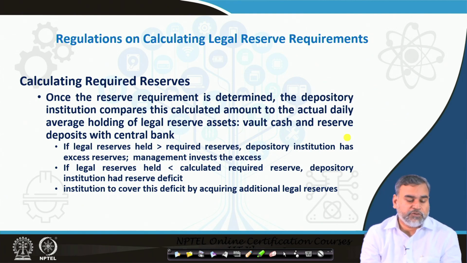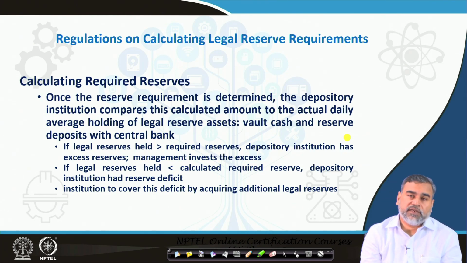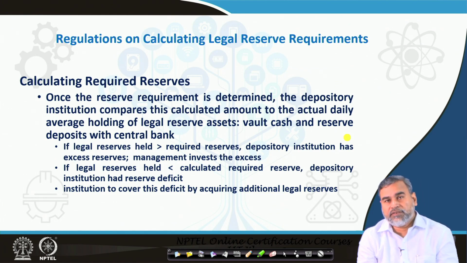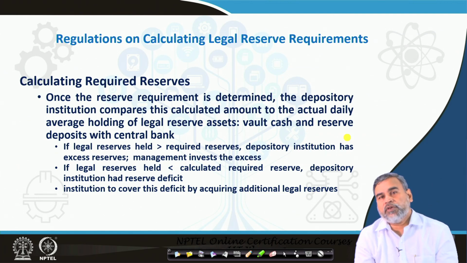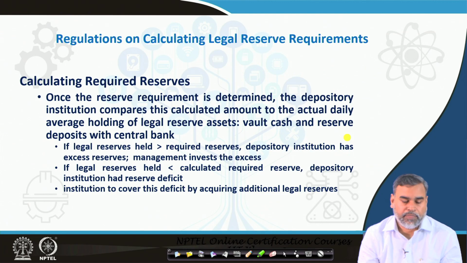So, that is why the institution covers this deficit by acquiring additional legal reserves, and these additional legal reserves can be created on the basis of either liabilities or assets. Whether they should go for liability management or asset management to cover this is something we have to keep in mind, or that particular banker has to ensure.